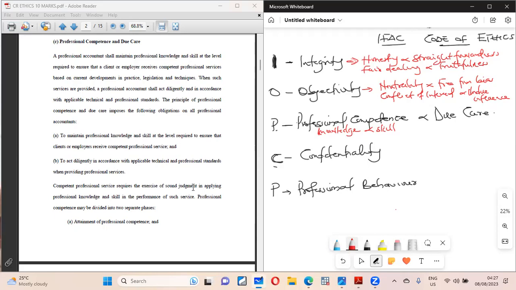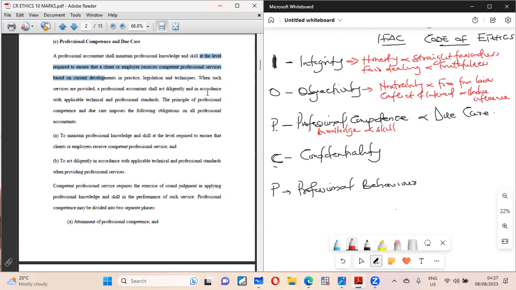All right? So what does the concept of professional competence say? It says that the accountant should be knowledgeable enough and have the right skill to ensure their professional services are delivered. It also says that it should be up to the required level. So please, this is it. A professional accountant shall maintain professional knowledge and skill at the required level to ensure that clients or employers receive competent professional services based on current developments.